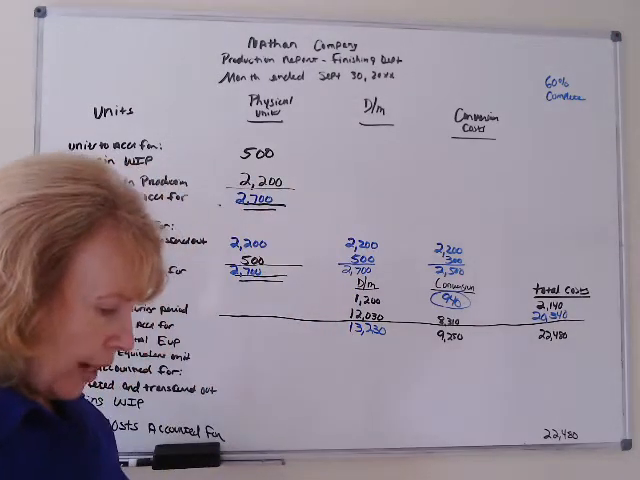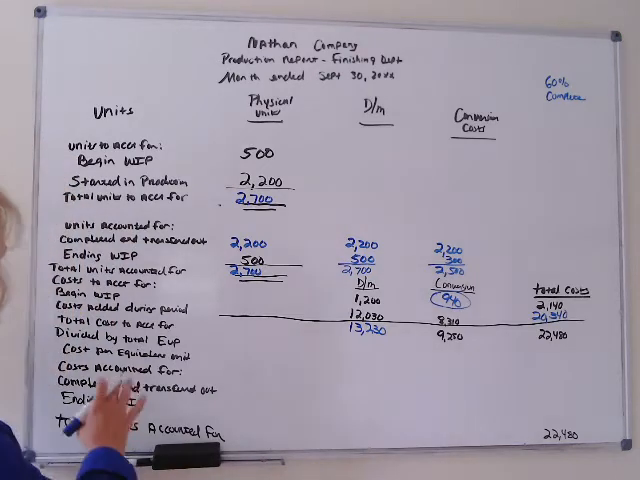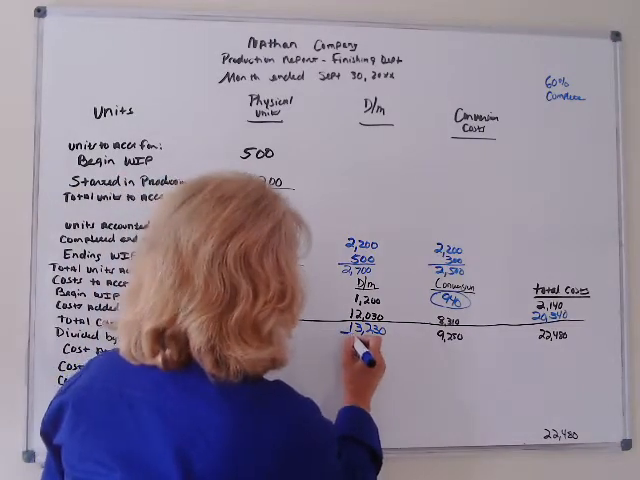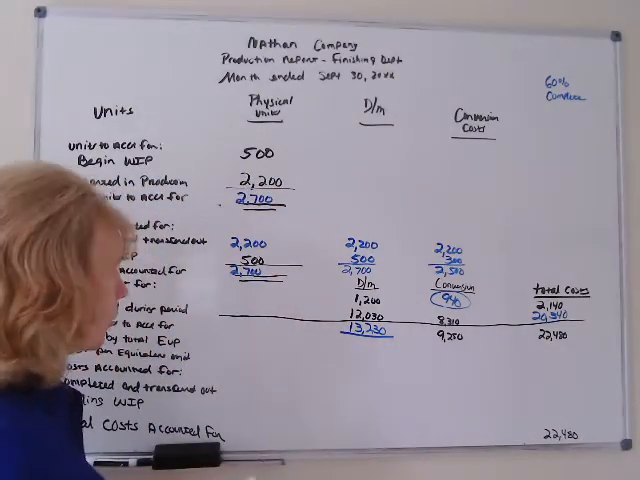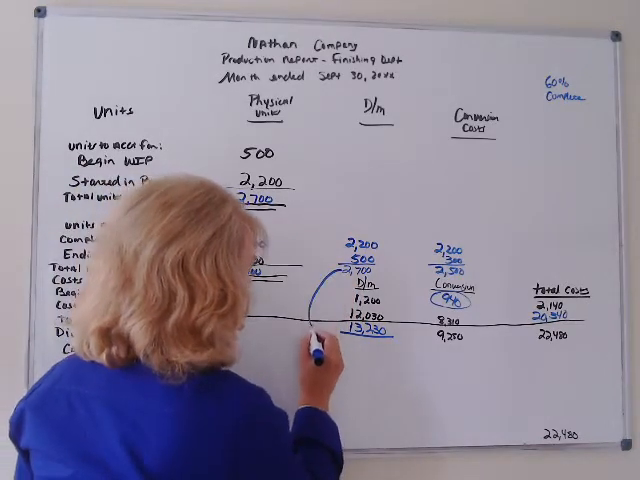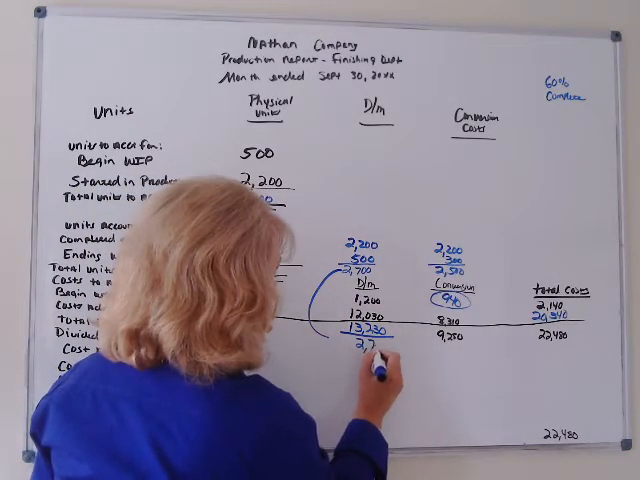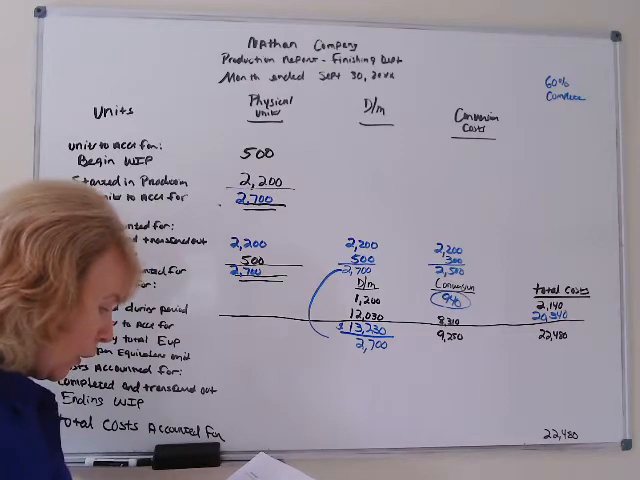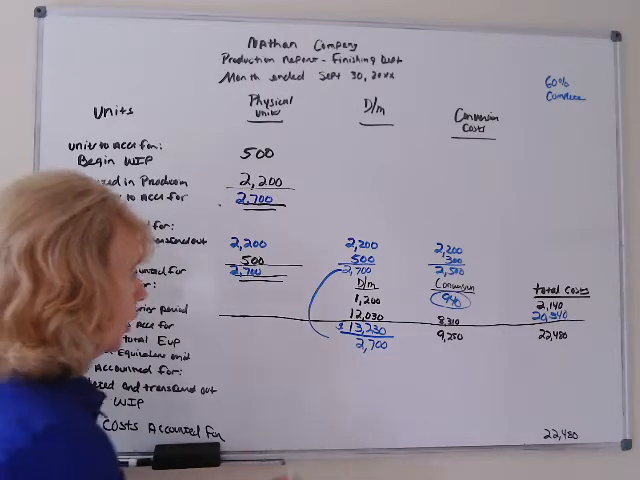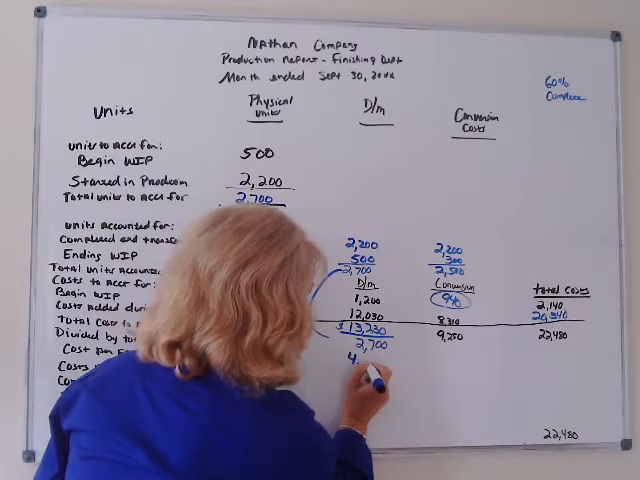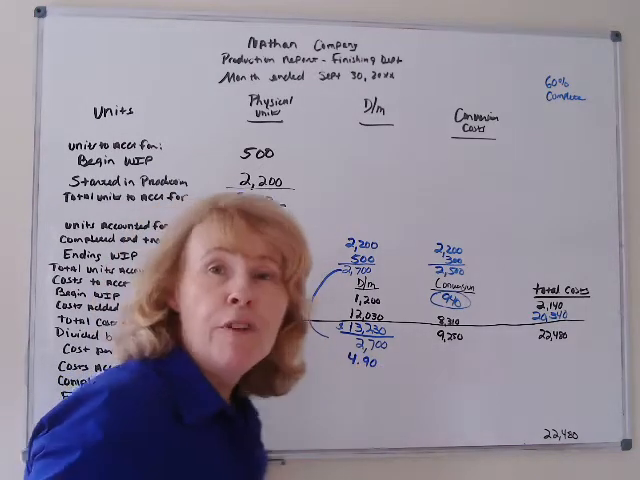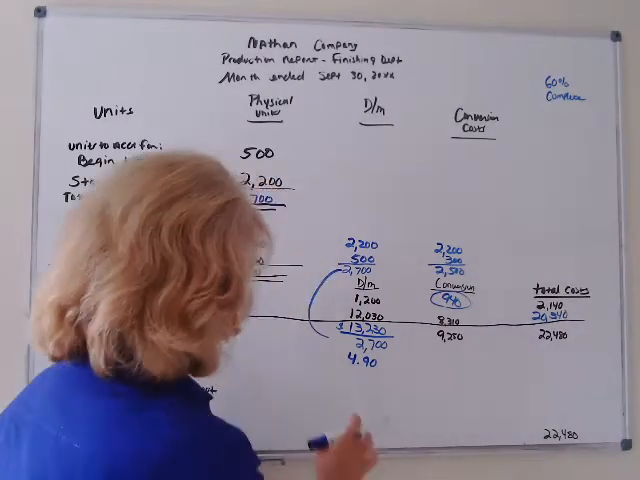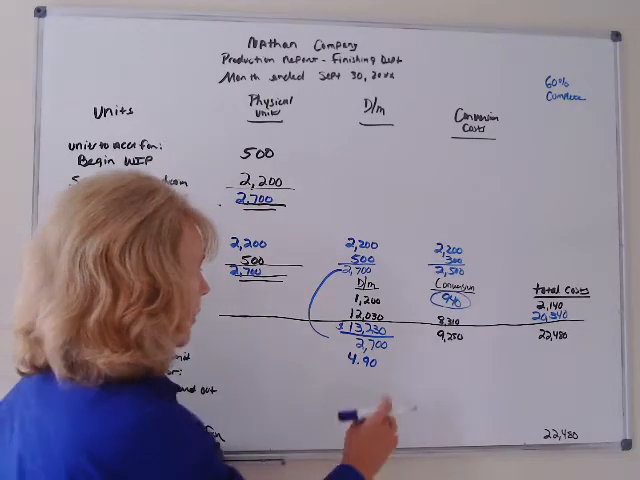How are we going to do that? Well, the first thing we're going to do is figure out the cost per equivalent unit. So let me put my fraction bar. I'm going to take 13,230 and divide it by 2,700. That's not a dollar figure, but the answer will be. So 13,230 divided by 2,700 gives me $4.90. Don't forget to put in your decimal, so not 49, but 4.9.